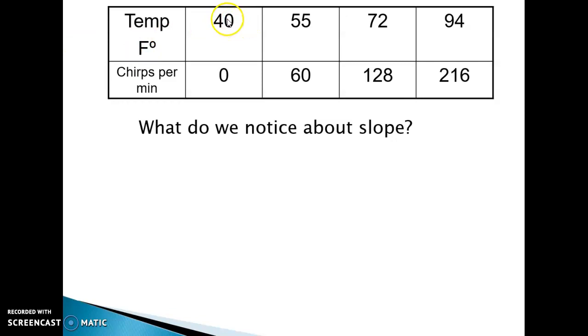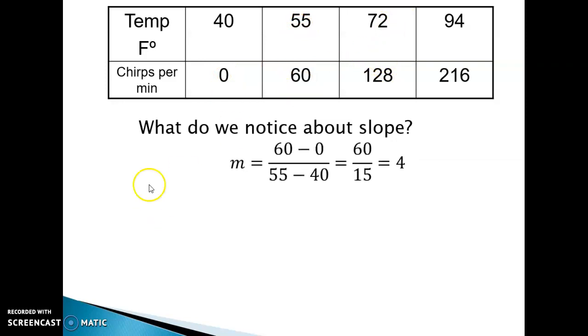points, right? We could say this is our x input, this is our y output, x input, y output, and so forth. So let's calculate the slope. We could say an output of 60 minus an output of 0. Remember, it's change in y over change in x, or change in output over change in input, which is 55 minus 40. That ends up being 4.